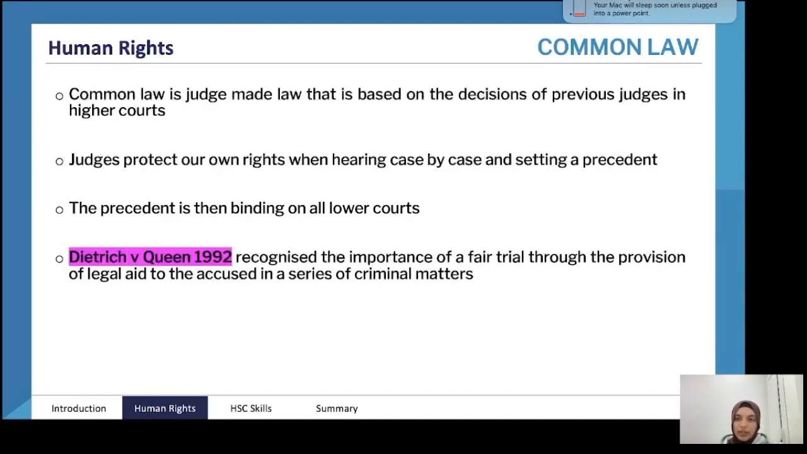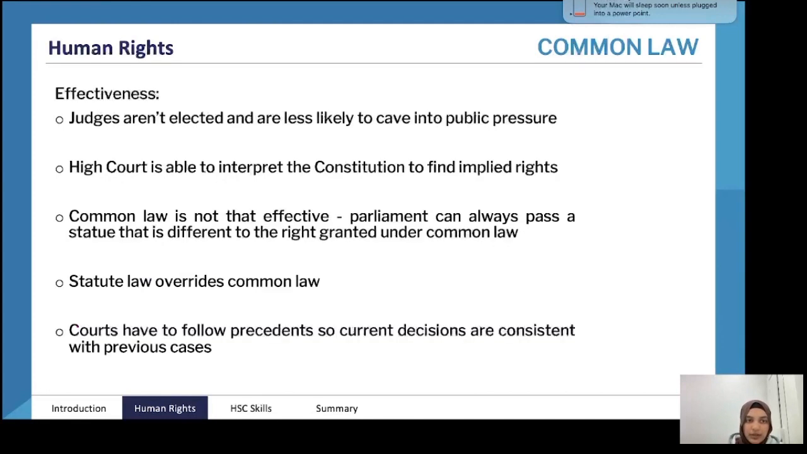Then moving on to common law. So common law is judge-made law that is based on the decisions of previous judges in higher courts. So judges protect our rights when hearing cases case by case and setting a precedent. The precedent is then binding on all lower courts. So for example, Dietrich versus the Queen, again, we went through this case as well.